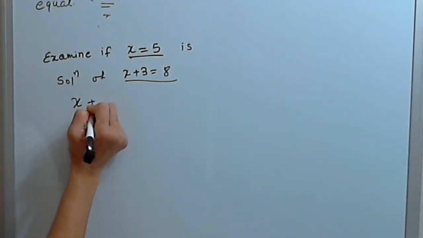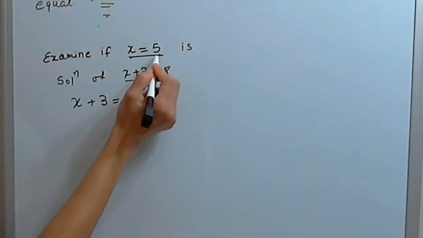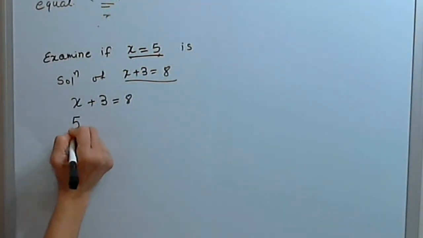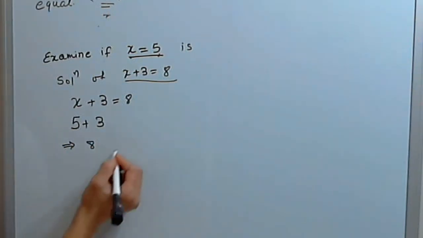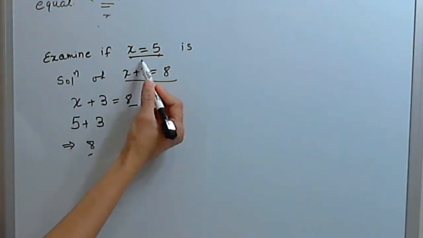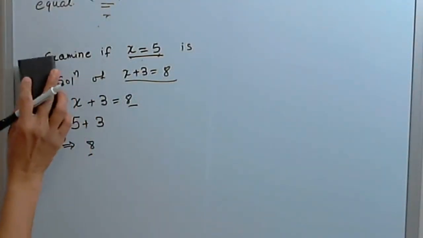Alright, so simply you have to take the original equation and substitute the value which they have given us. So x equals 5, plus 3, and yes, 5 plus 3 is 8. So that's why x equals 5 is the solution of this equation. Let's see one more.